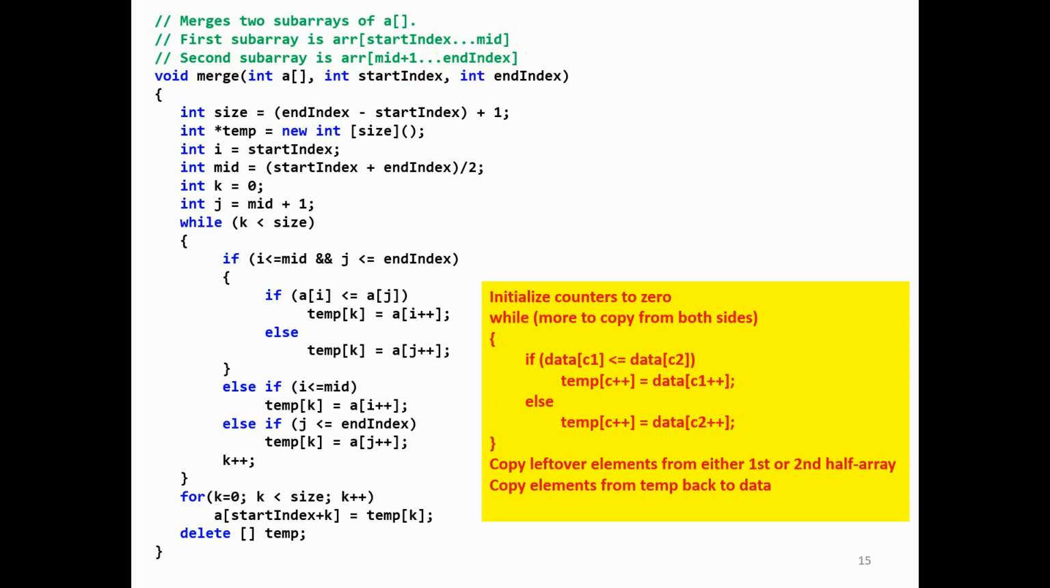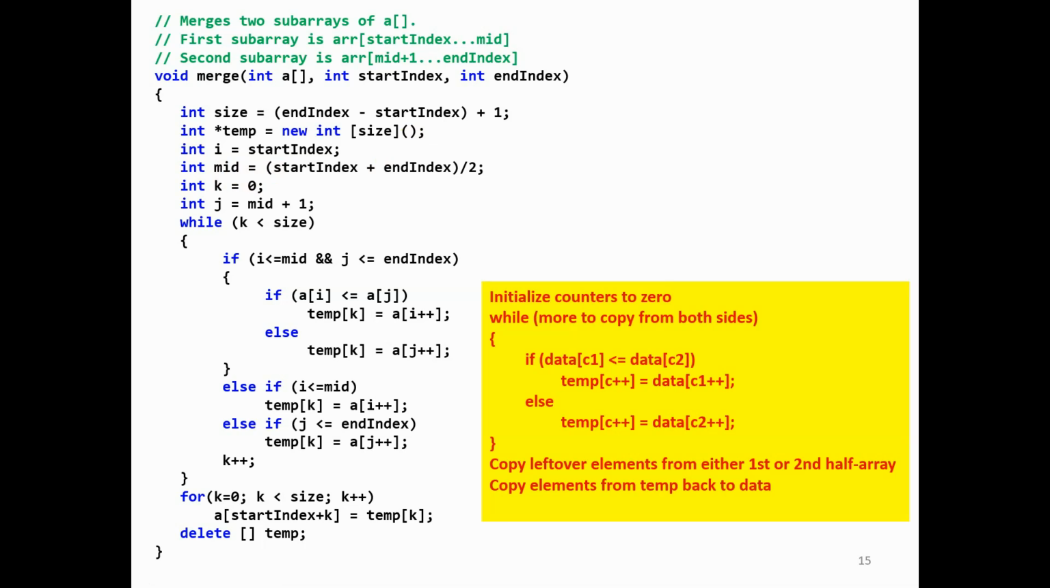Okay, now we want to write a function that merges these two sub-arrays so that A, which is the array, becomes sorted. So the goal is to make A sorted. We have two sorted sub-arrays. We want to merge them so that we have a sorted array. So first of all, we find the size of the array. So we allocate a new array with the same size. I initialize all the elements to 0. I find the midpoint at this point.